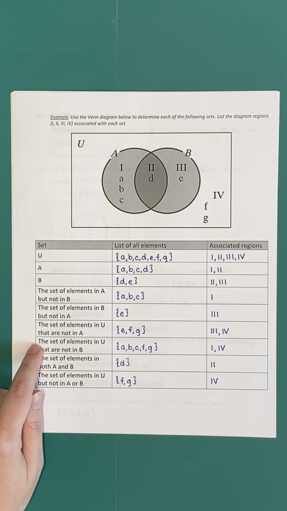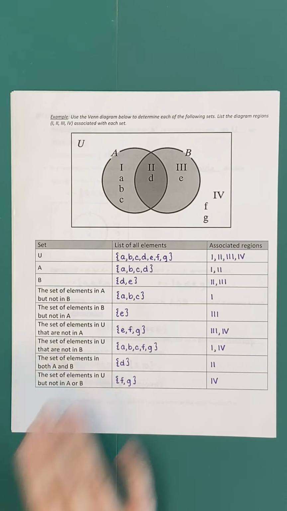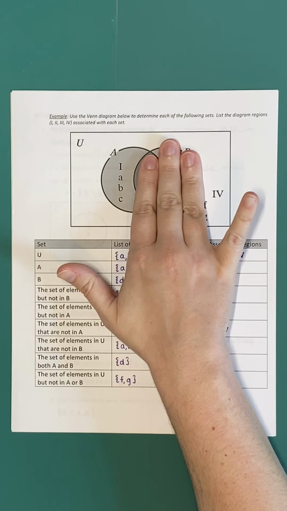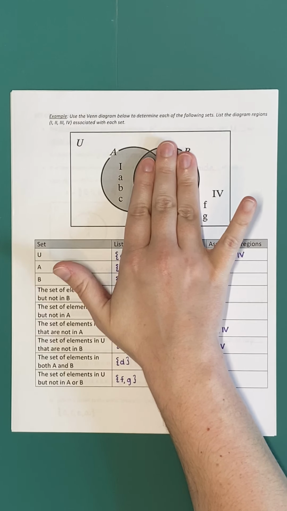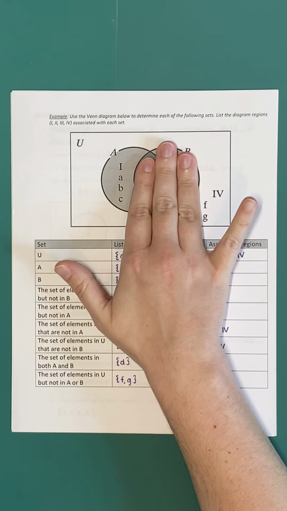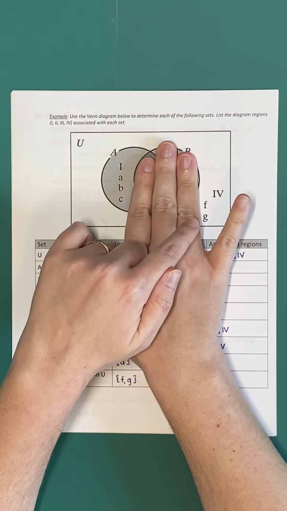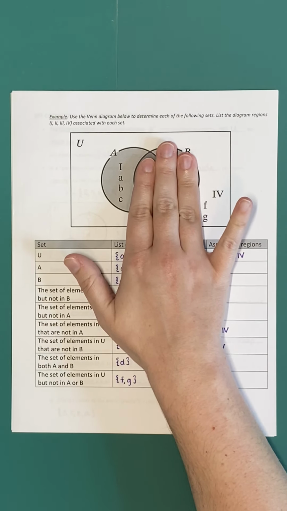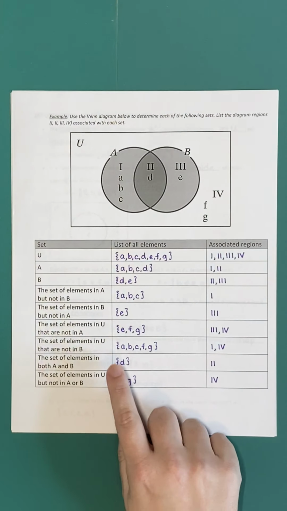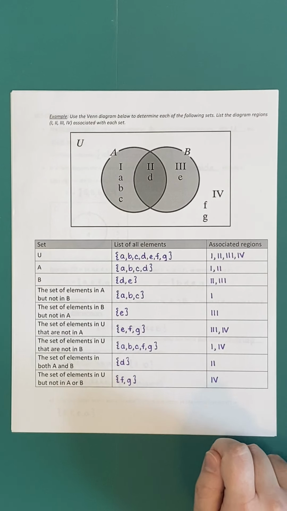Now what about the elements in U that are not in B? Same kind of thing. We want the universal set, the whole rectangle, except things that have been further grouped into B. So imagine deleting B. Anything that's left over in the diagram anywhere else would be included. It's in U, but it's not in B. So A, B, and C, which are exclusive to A, and then F and G, which are exclusive to the universal set, not further grouped. So A, B, C, F, and G, and that's going to be region 1 and then region 4.